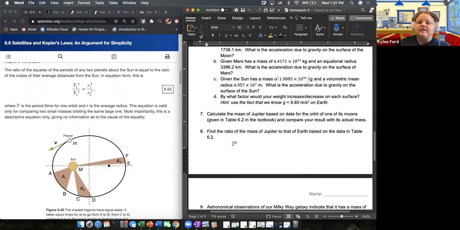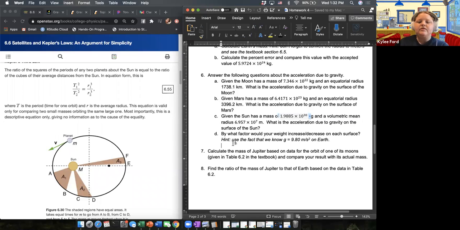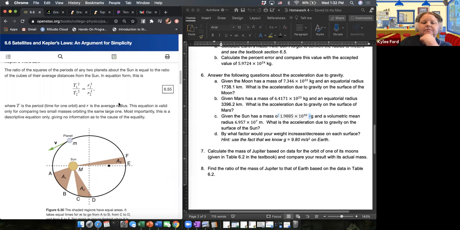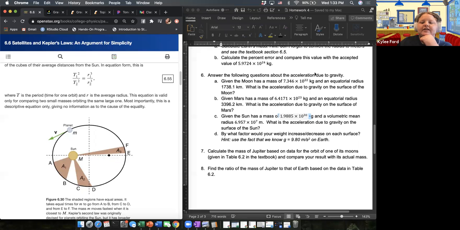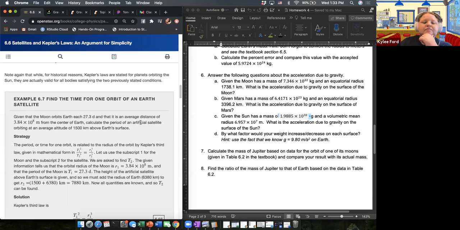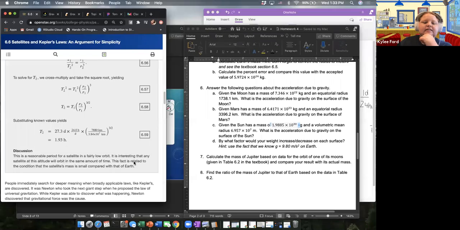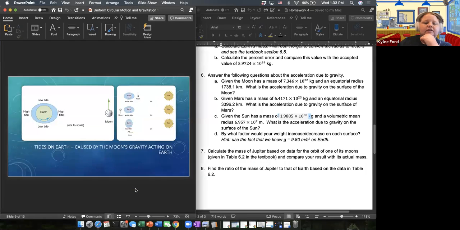And then, let's see. So that's for 7 and 8. 6 is going to be using a similar equation, because you're wanting to find the acceleration due to gravity. And that is, let's see.